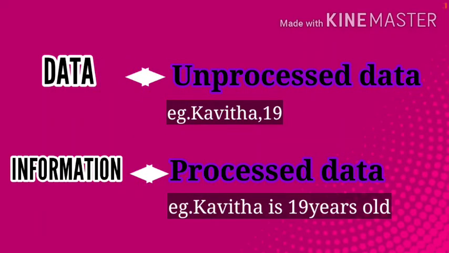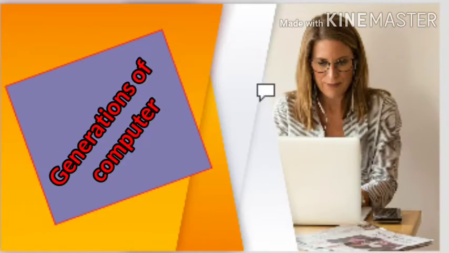Next, data. That means unprocessed data, before doing the process. It can be anything: name of the person, place, weight, price, cost, number of items, employee name, product name, like that. Next term, information. This is data that has been processed in such a way as to be meaningful to the person who receives it. So see here, Kavita is 19 years old. So it gives complete information to the receiver. Do you understand? Okay. Next we will move on.